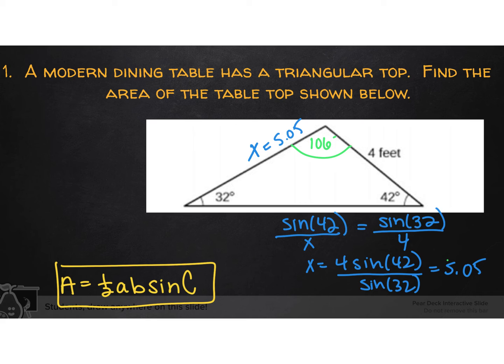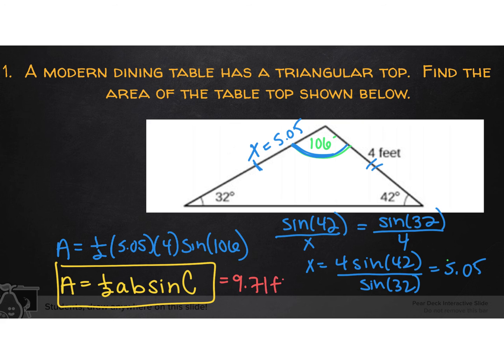So now we do have SAS with this side, this included angle, and this side. So we can go ahead and plug into our area formula. Area is 1/2 side times side times sine of the included angle. And then when you type that in your calculator, you get that the area of this triangle is 9.71 square feet.